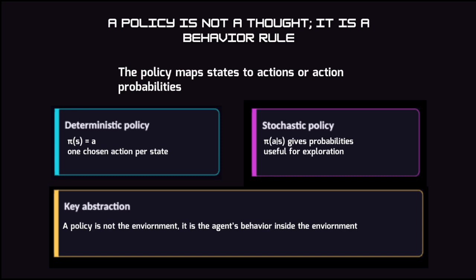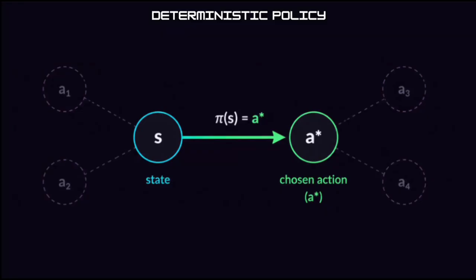A stochastic policy gives probabilities over actions. Instead of saying, always do this, it says, do this action more often, but sometimes do these other actions. This is useful for exploration.